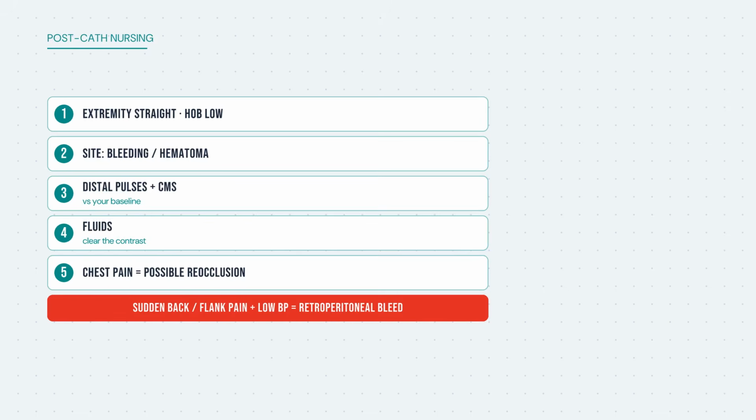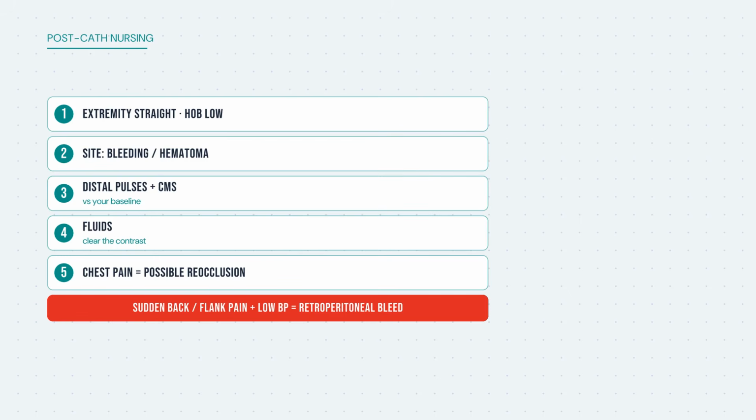Keep the affected leg straight and the head of the bed low for a femoral site. Assess the site for bleeding or a hematoma, and check the distal pulses, color, temperature, and sensation against the baseline you marked. Encourage fluids to clear the contrast.